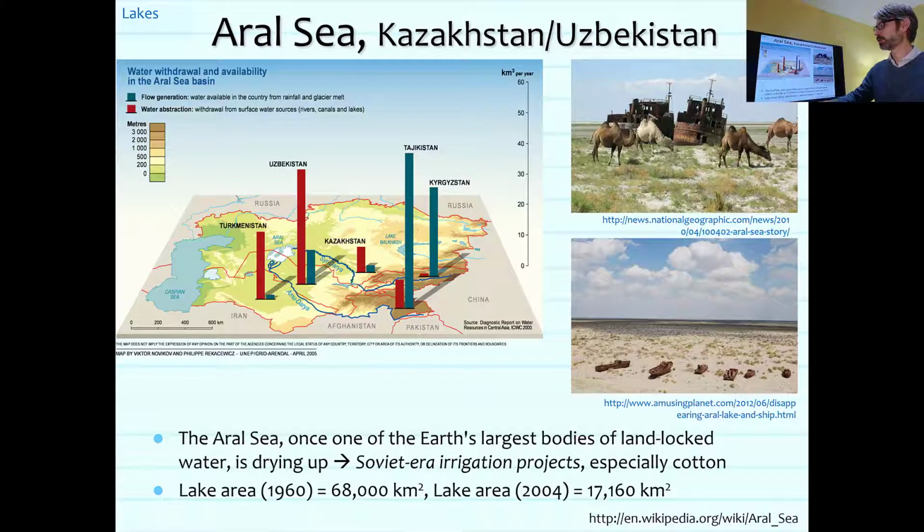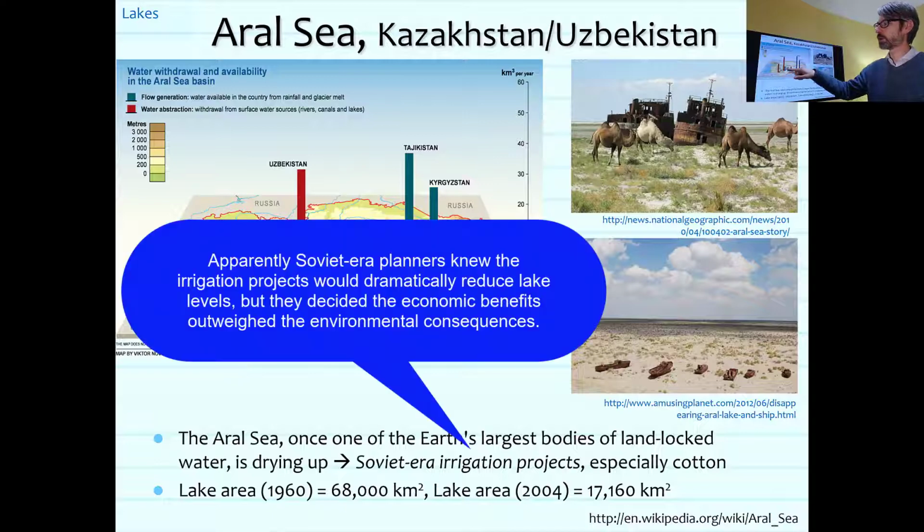So the Aral Sea, which was once one of the world's largest bodies of landlocked water, has been drying up since the 1960s. And this is because of Soviet-era irrigation projects, especially the growth of cotton. The irrigation canals that they put in were not well lined, and so a lot of the water that was used for irrigation actually seeped through the canal beds before it was ever applied to any of the irrigated fields. And so for economic reasons, that water was important, but for environmental reasons, it was quite a big problem.